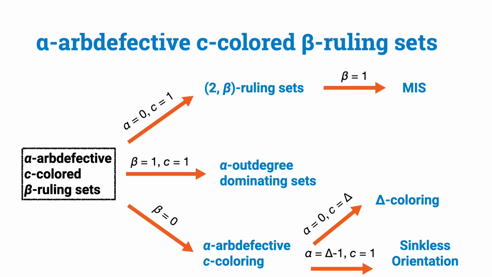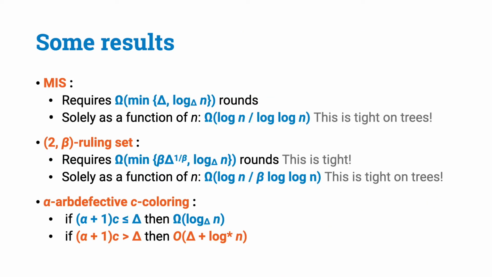Instead, if we set alpha equals delta minus 1 and C equals 1, we get that all nodes have the same color, and the orientation of the edges is such that all nodes of degree delta have at least one incoming edge. This is a problem that is very famous in the distributed setting, and it is called sinkless orientation. Here are some concrete results that we obtained.